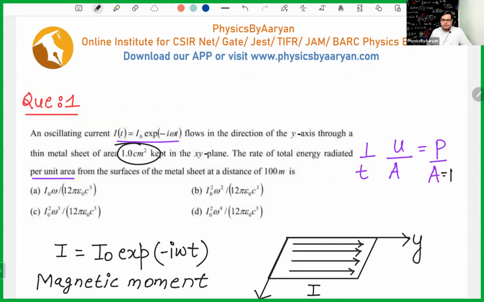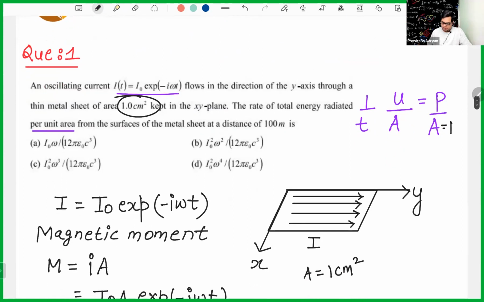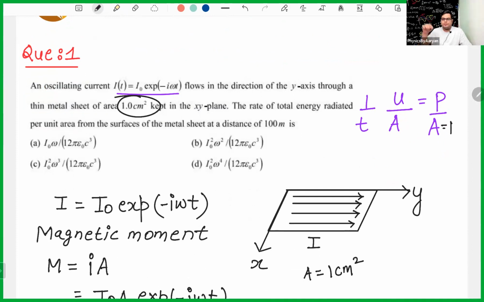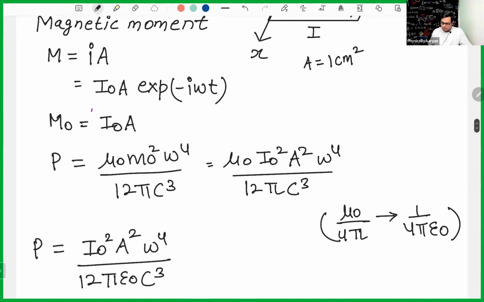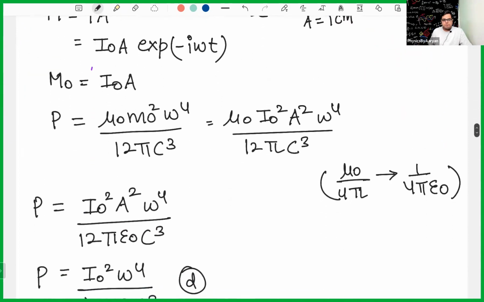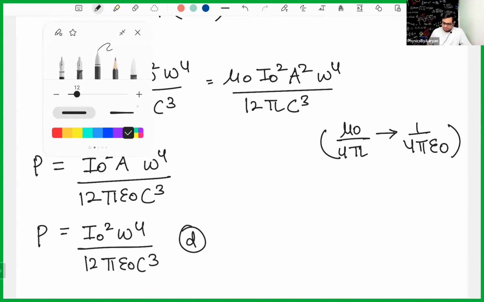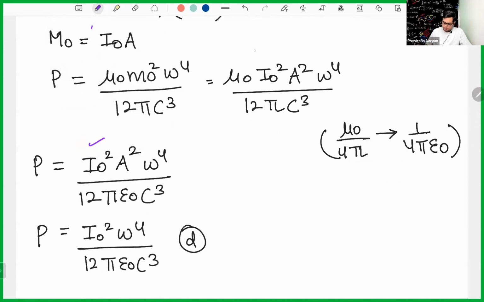So this is going to be 1 centimeter square, right? They are not asking about the powers here. They are only asking about the overall structure. They are not asking 10 to power how much. Okay, so here what we should focus on: area is anyway 1, so let's ignore the area. So we get I naught square A square omega to the power 4 by 12 pi c cube.